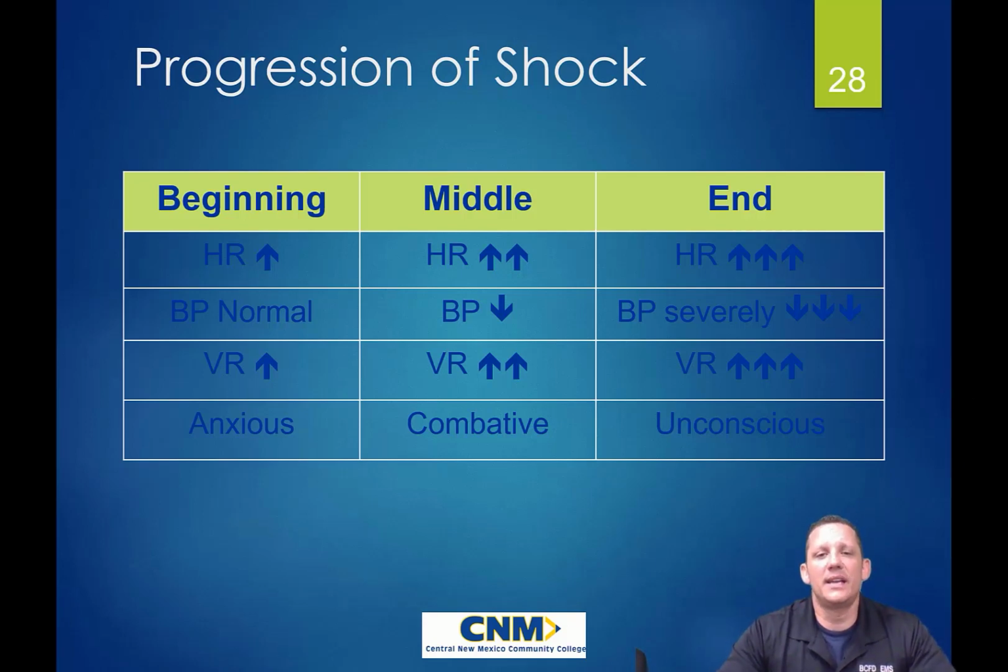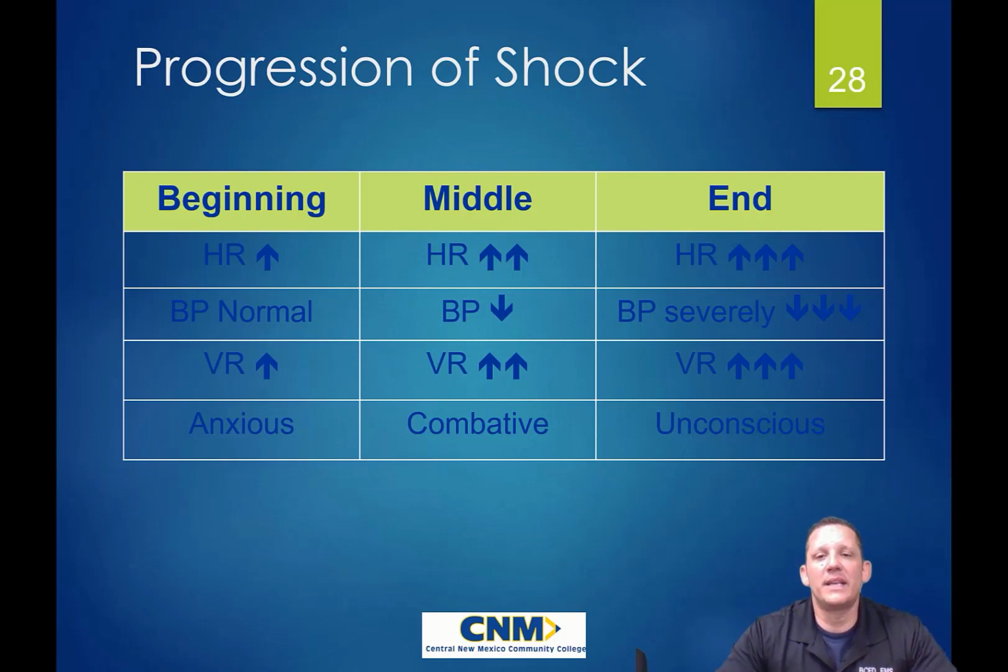We're decompensating at this point because the vessels are unable to stay constricted, and so they're going to relax, and the BP is going to go down. The ventilation rate is going to increase even more because the body doesn't understand why it's not getting the right amount of oxygen to those tissues. At this point, your patient's starting to become combative because they're not perfusing their brain.